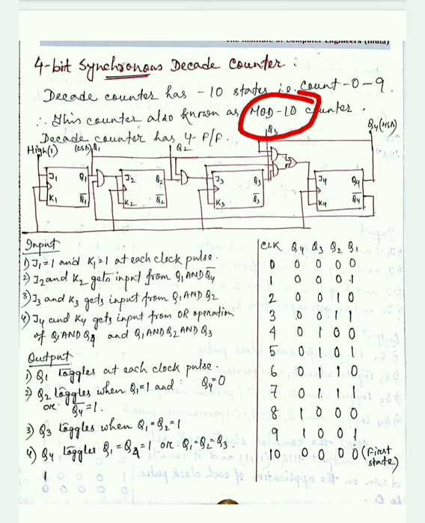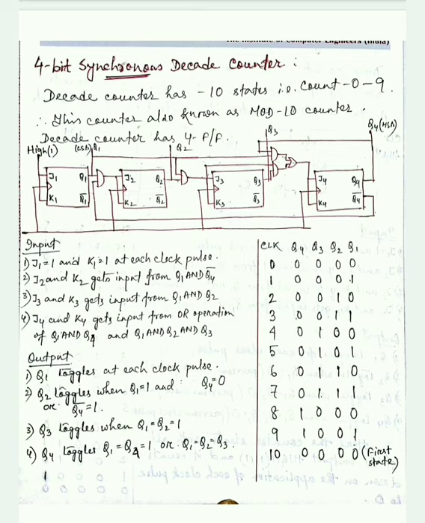We all know that the mod number is the number of possible states. So as it has 10 possible states, it is also known as a mod 10 counter. Now, in order to design a decade counter, how many flip-flops do we require?